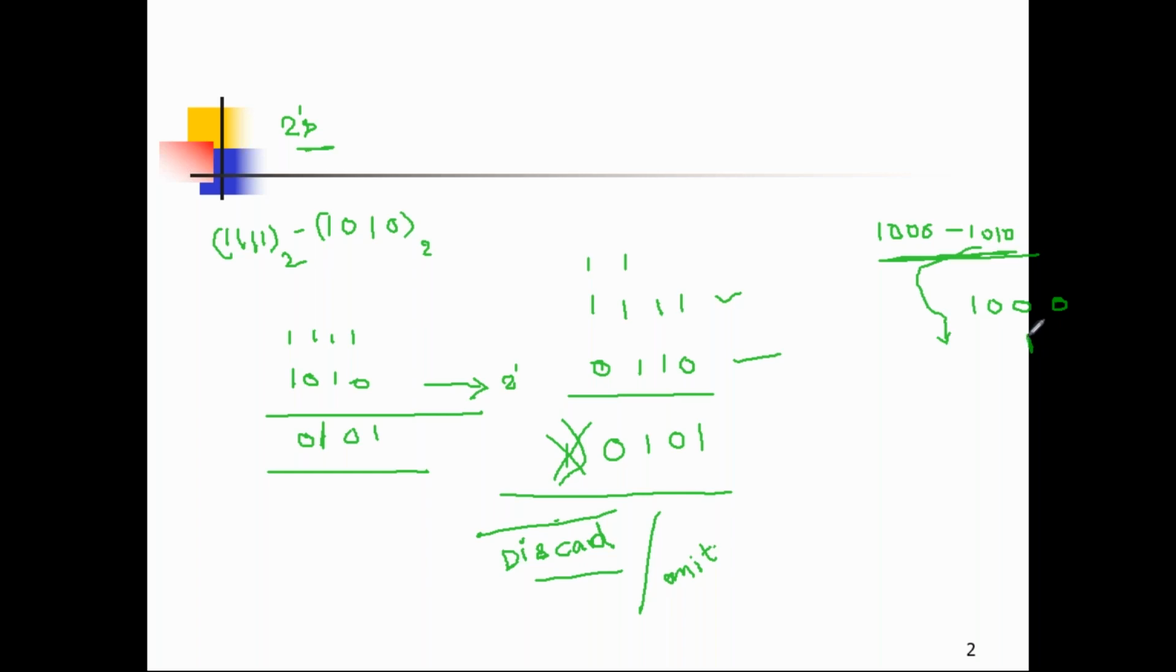Copy till the first 1 occurs from the LSB. Then 0 changes to 1, 1 changes to 0. Then add both. 0 plus 0, 0. 0 plus 1, 1. 0 plus 1, 1. 1 plus 0, 1. 1 plus 0, 1. Here there is no end carry. So what we have to do? So it is the answer. Actually, it's a correct answer.